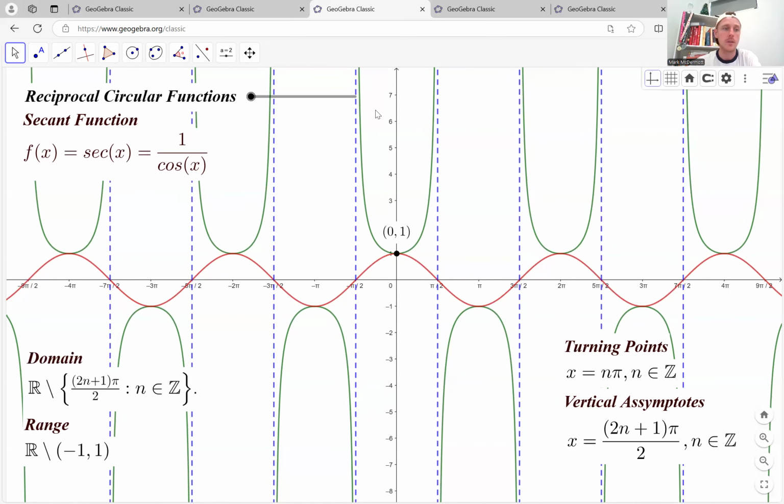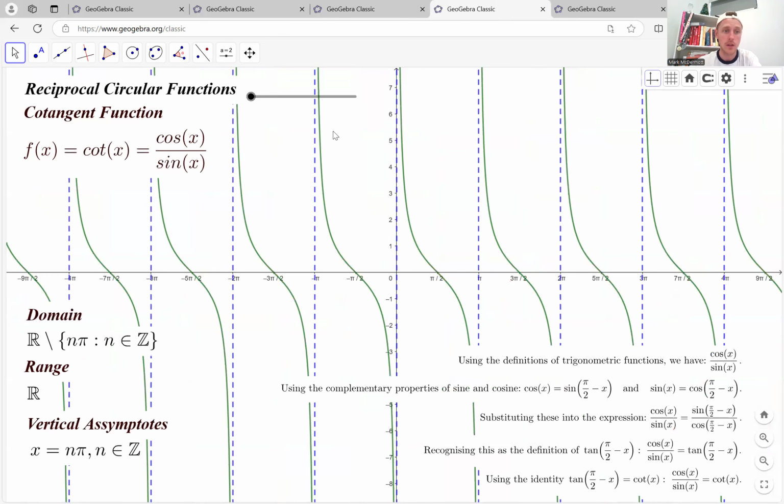All right, let's look at the last reciprocal circular function, which is the cotangent function. And this one's interesting, I think. Okay, so just take a step back for a moment and think about the tangent function. The tangent function is sine x over cos x. So the cotangent function is going to be the reciprocal of that. So cotangent is going to be cos x over sine x.